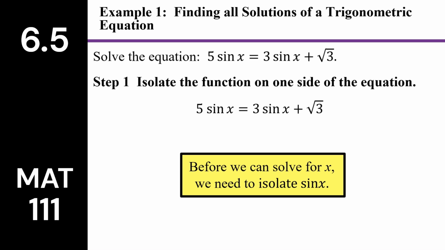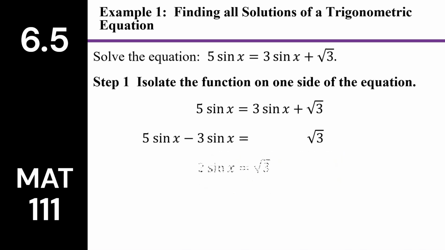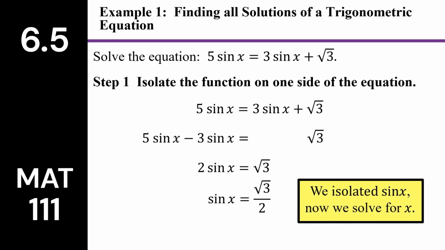Before we can solve for x, we need to isolate the sine of x. So we begin by transposing the 3 sin x to the left side by changing its sign. We combine the 5 sin x minus 3 sin x. That gives us 2 sin x equals radical 3. Then we divide both sides by 2, and we have sin x equals radical 3 over 2. Now that we've isolated the sine of x, we can solve for x.